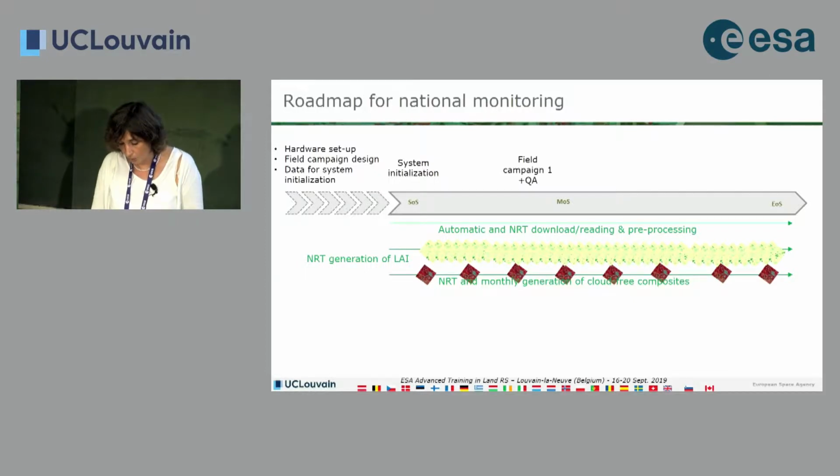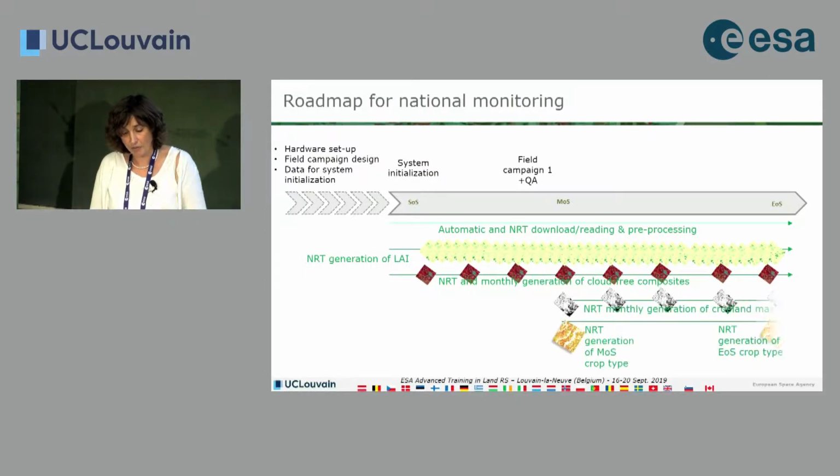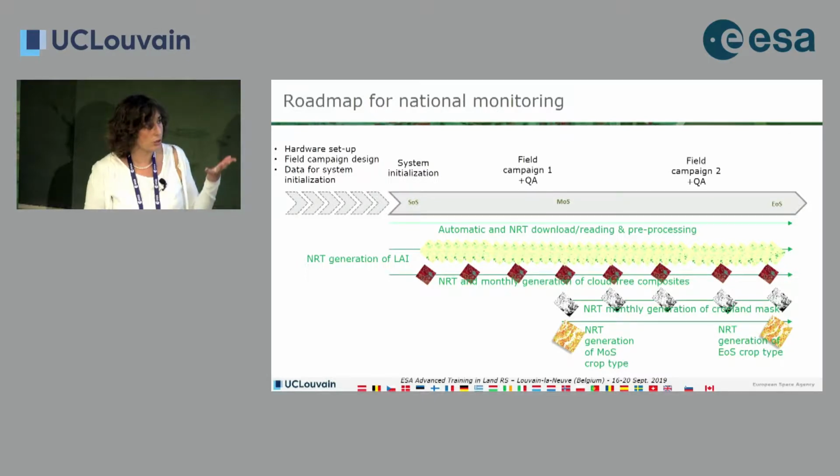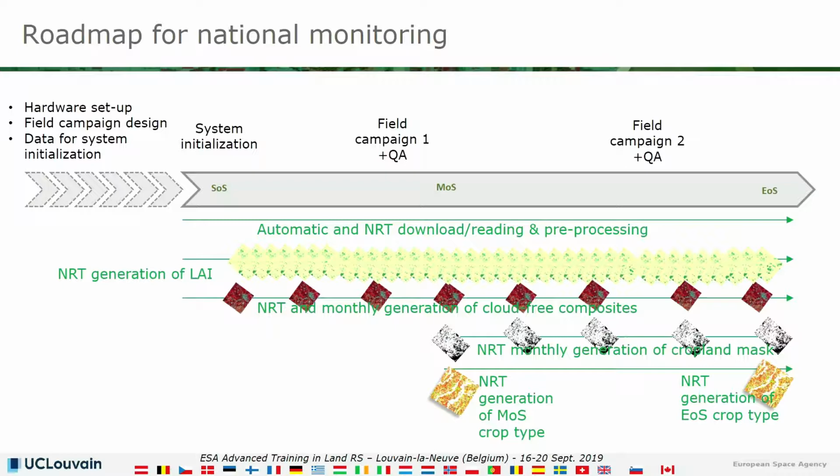Then you will have your field data that shall arrive. And from the moment you have this field data, you will have the crop mask and the cropland that can come, possibly with a second field data set that come at the end of the season. This is how it works.